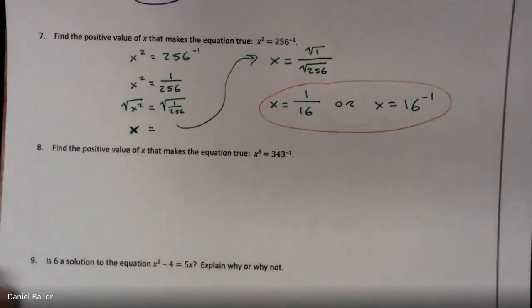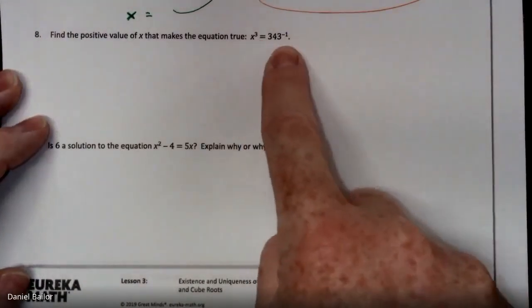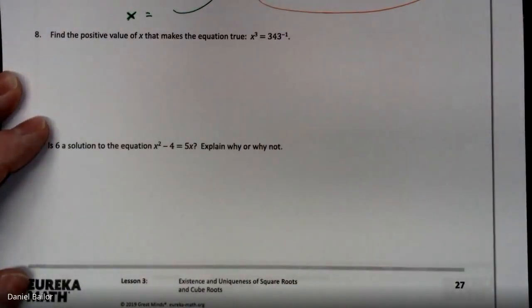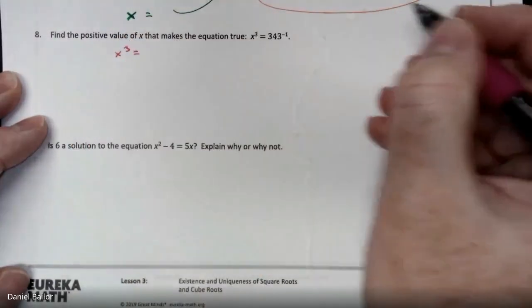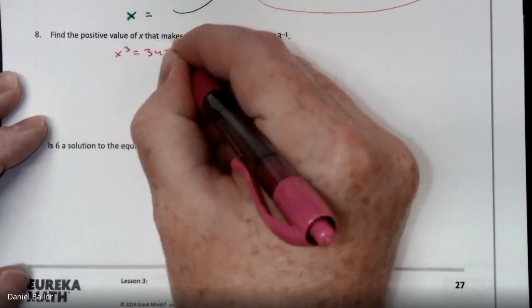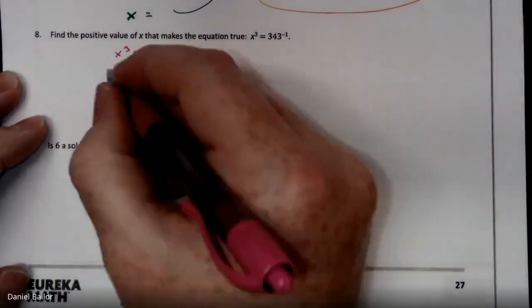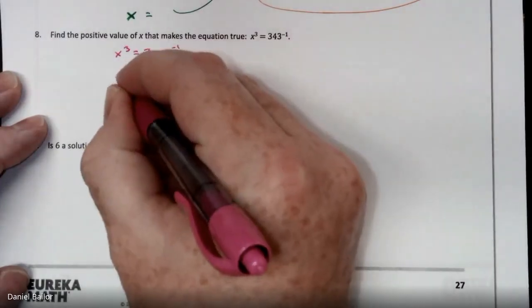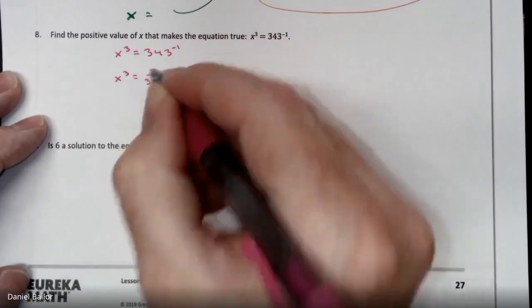Exercise 8 is going to be the same thing, except this time we're going to have a cubed root. So let's try it out. We have x cubed equals 343 to the negative first. But I just told you in exercise 7 that all that means is we're just taking x cubed and putting 343 in the denominator, like that.